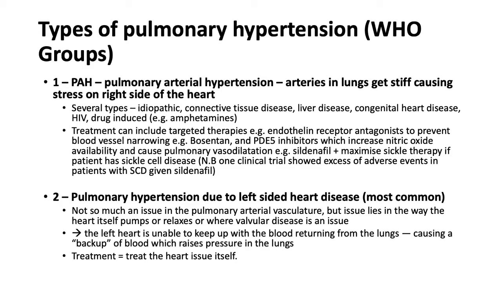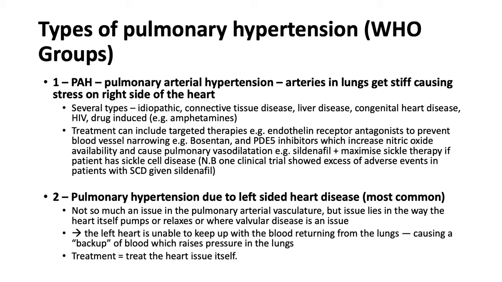But in summary, type 1 pulmonary hypertension is where the arteries in the lungs get stiff and cause stress on the right side of the heart, and that's most commonly seen in patients with connective tissue disease. So if you think about patients with things like scleroderma, it also can happen in HIV and in drug-induced causes. And this is generally the type of pulmonary hypertension when people think about vasodilator therapies for pulmonary hypertension. Other types don't respond to this quite as well.